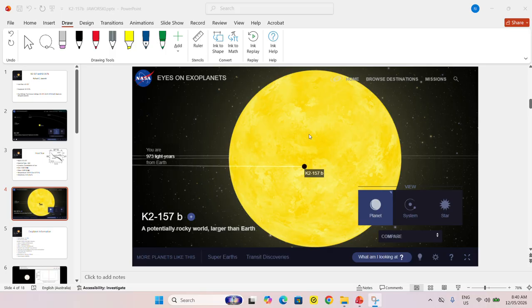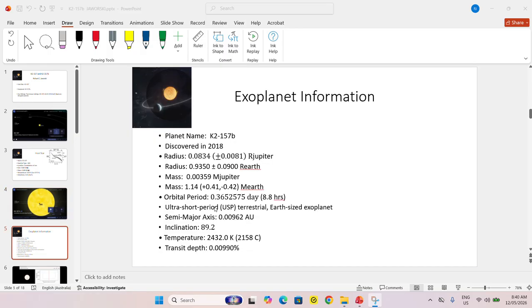Here's a diagram of the system showing the star and the exoplanet. You can see it's quite small compared to the size of the star. And K2-157b is thought to be a potentially rocky world. So what do we know about K2-157b? Well, it was discovered in 2018.